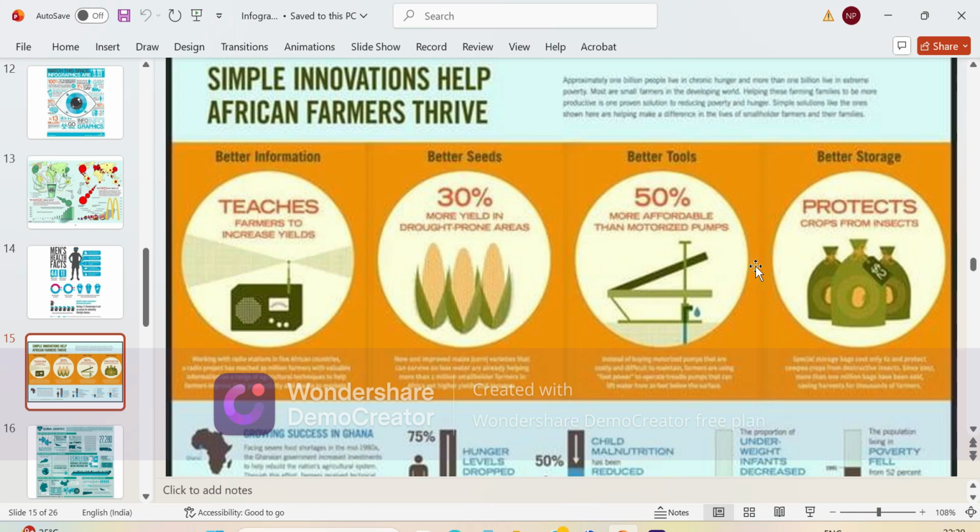So an infographic is a tool which is used to represent and communicate data in a better way.